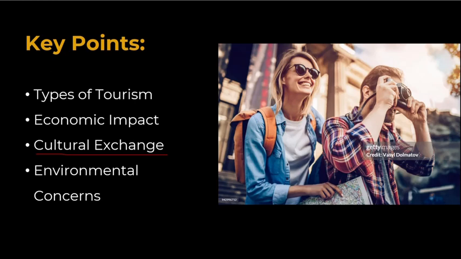So that is also the impact of tourism. There is a cultural exchange: the way you dress, the way you talk, the way you see the world, the way you interact with other people. Okay? So there's a cultural exchange.